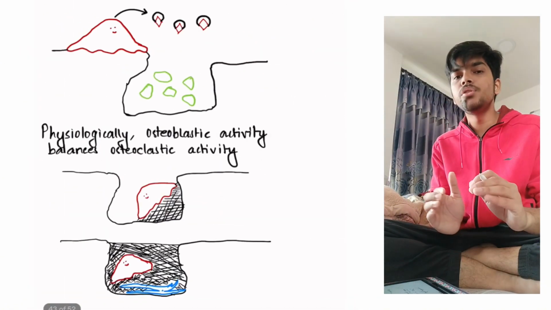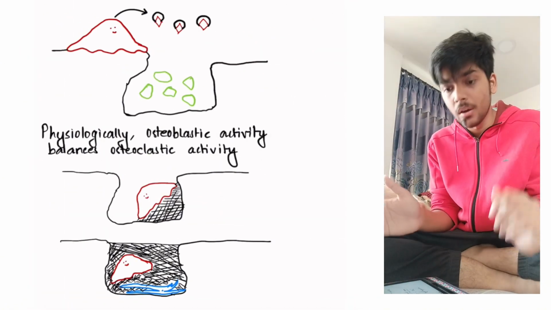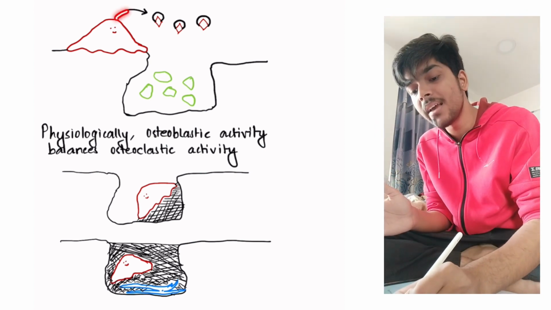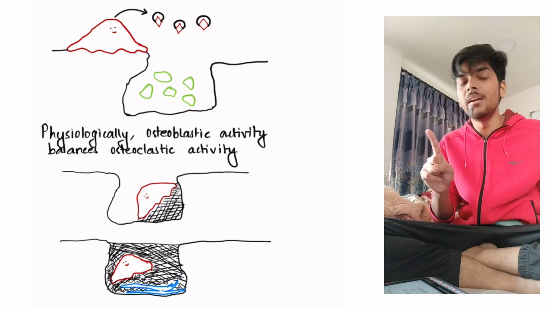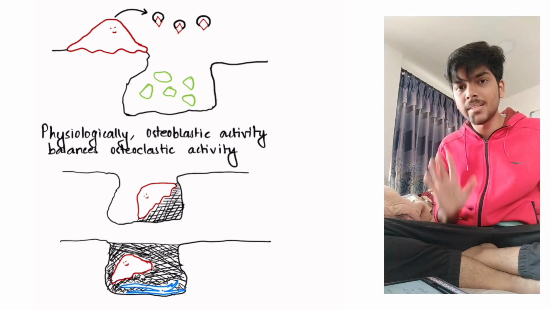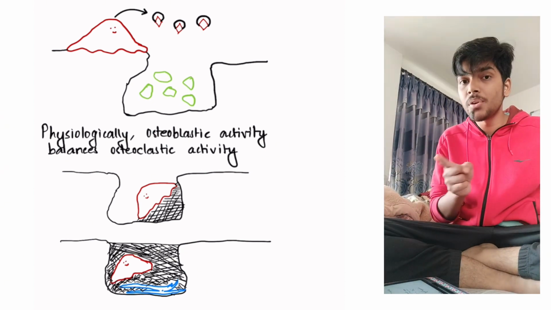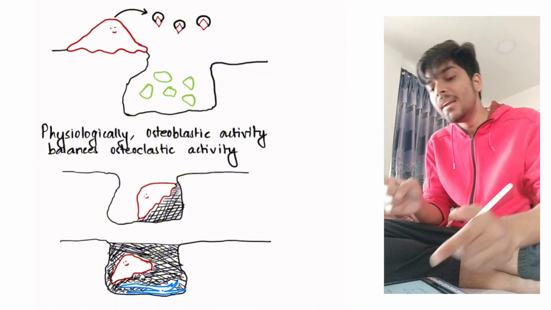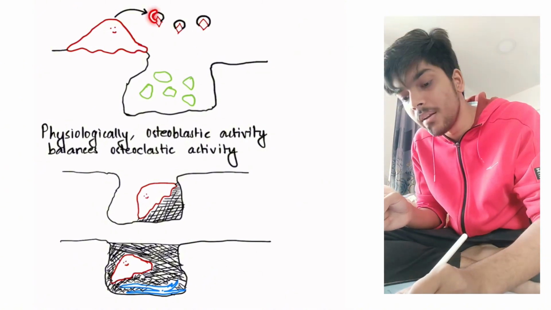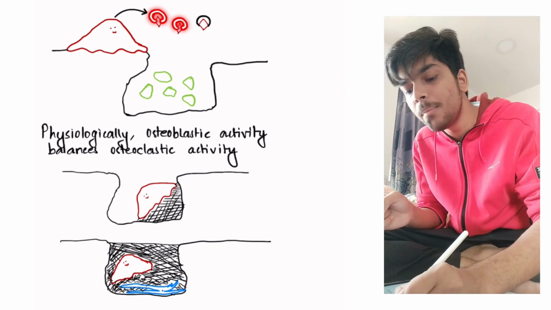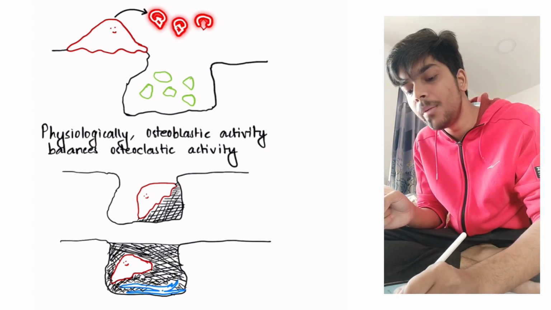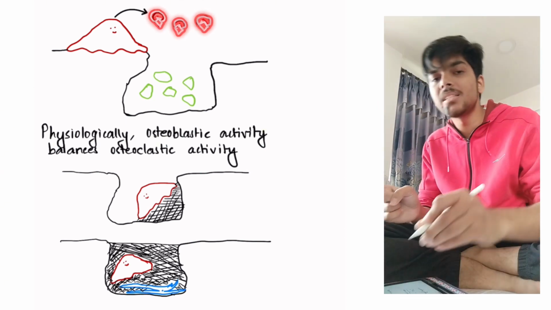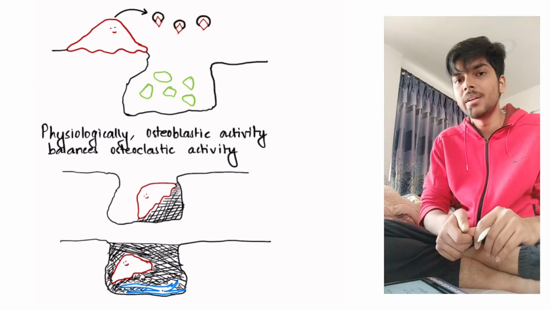Now, as the osteoclastic activity is going on, your osteoblast secretes a second thing. First, it had secreted RANK ligand, which initiated osteoclastic activity. Now, as the osteoclastic activity is going on, it secretes osteoprotegerin. And osteoprotegerin binds itself to RANK ligand, and it prevents the attachment of RANK ligand to RANK receptor.